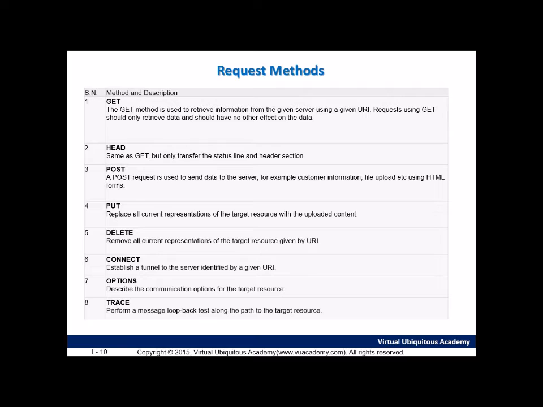If it is establishing a connection or creating a tunnel with the server, then the method should be CONNECT. Then there are OPTIONS and TRACE and some other methods. OPTIONS describes the communication options for the target resource, and TRACE performs a message loopback test along the path to the target resource. So TRACE is only for testing purposes. Mostly we will use GET and POST. Almost 95%, or maybe more than 95%, of requests are GET or POST.